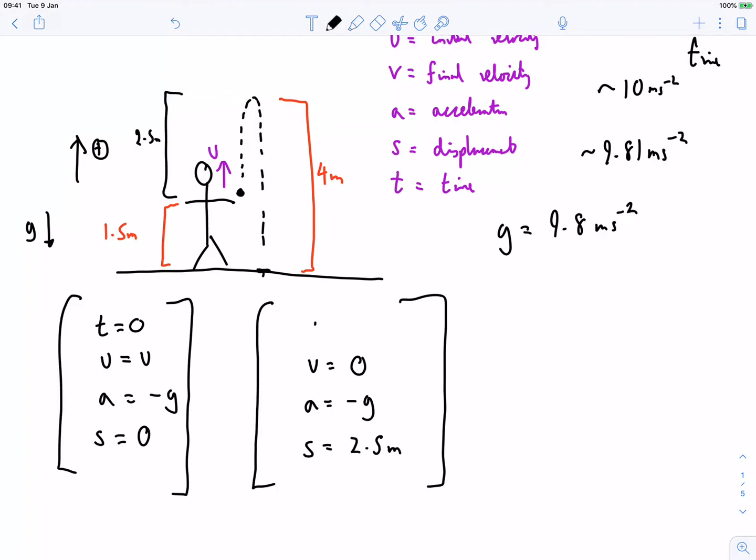And then finally, let's just call that snapshot T1. We don't know what that T value is.